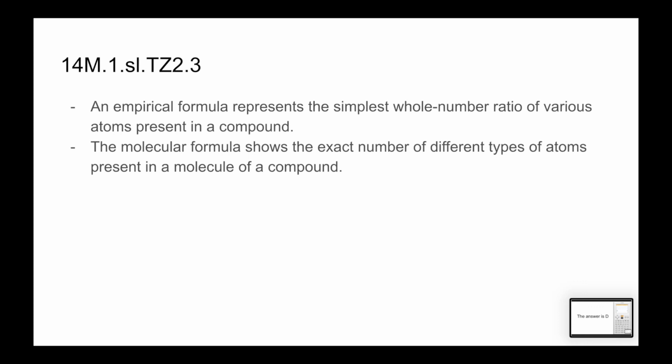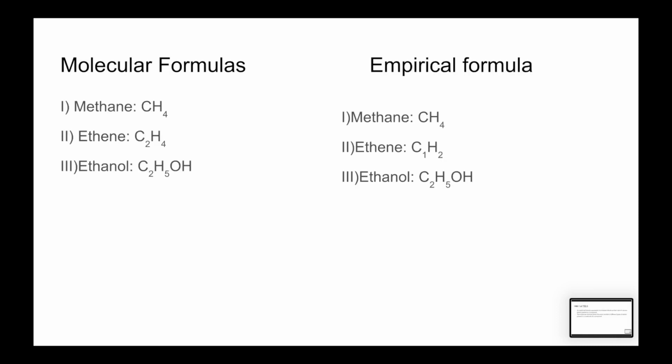So an empirical formula represents the simplest whole number ratio of various atoms present in a compound, whereas the molecular formula shows the exact number of different types of atoms present in a molecule of a compound. So the empirical formula is the simplest ratio, and the molecular formula is the exact amount. Now, this question does not provide you with the formulas, but you just use your background knowledge of the compounds and formulate them yourselves. So methane is CH4, ethene is C2H4, and ethanol is C2H5OH, and those are the molecular formulas.